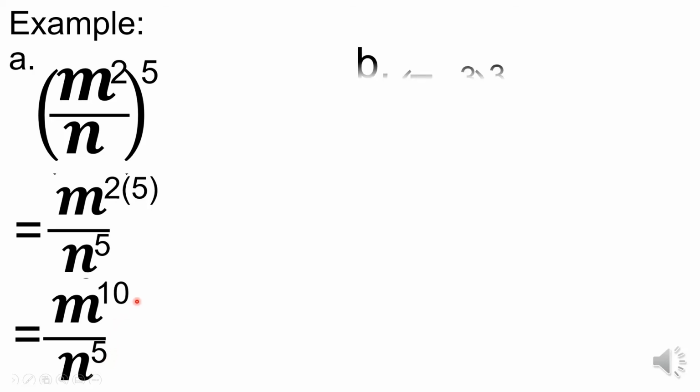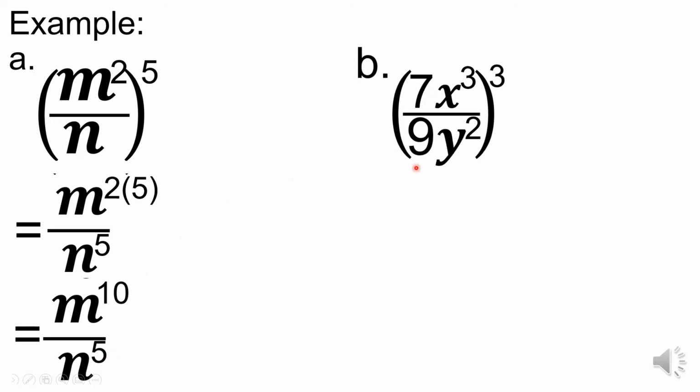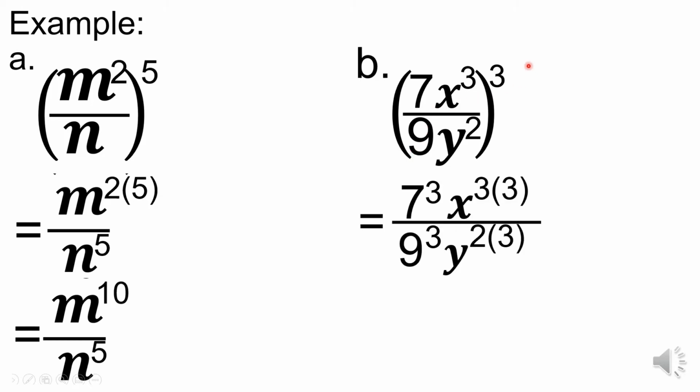Okay? Next example. The quantity 7x cubed over 9y squared raised to 3. All you need to do is to apply the rule. So in here, multiply, and then 2 times, raised again to another power 3. So in here, 7 to the power of 3, x cubed to the power of 3, x cubed multiplied by 3. So we have this one.